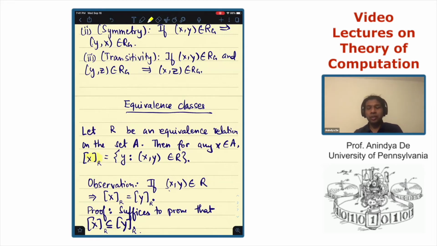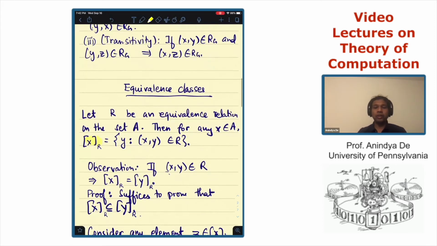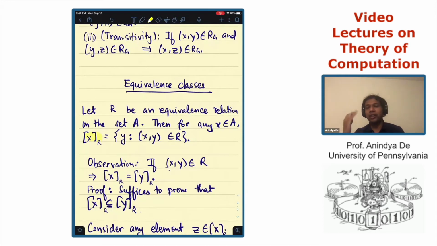So let's get back to this thing. Observation: if (X, Y) is an element of R, then we want to show that the equivalence classes of X and Y are the same. To show this, observe that it suffices to show that the equivalence class of X is contained in the equivalence class of Y. If we manage to show this, then we can also show by symmetry that the equivalence class of Y is contained in the equivalence class of X, which would thus prove that the equivalence classes of X and Y are identical.